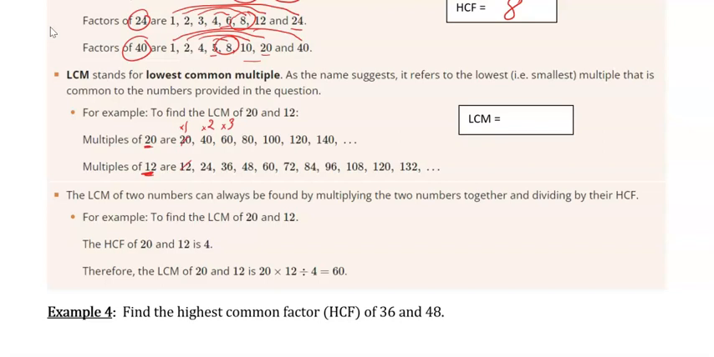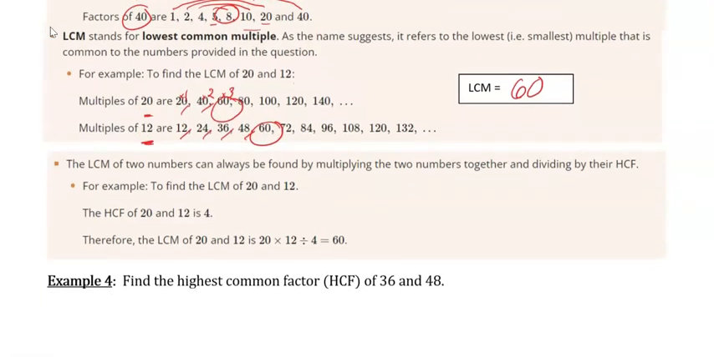It's not that one. Does 40 appear in this group? No. Is 24 in that group? No. If I go through and check, the first one that we have in common is going to be the lowest common multiple. So the lowest common multiple of 12 and 20 is 60. Notice that that's a multiple. It's going to be a bigger number.